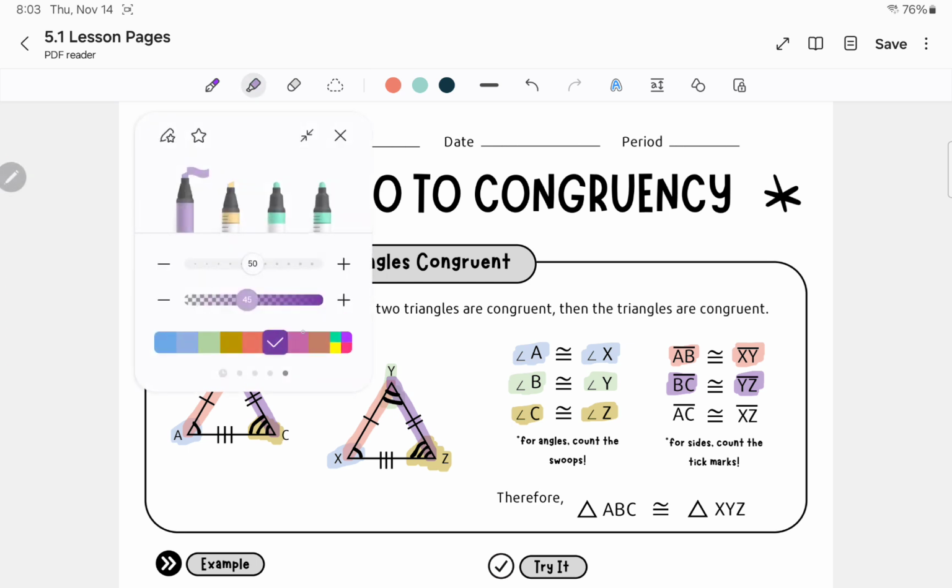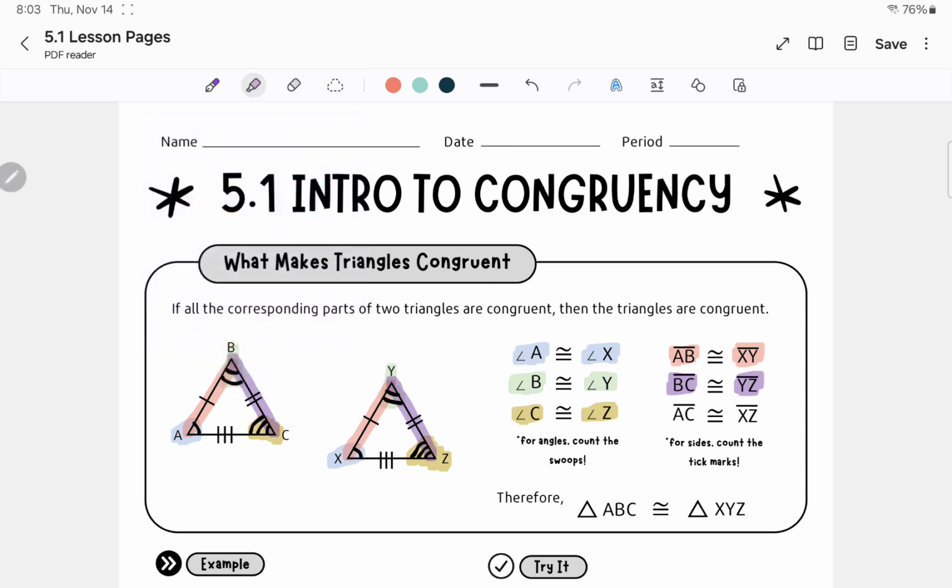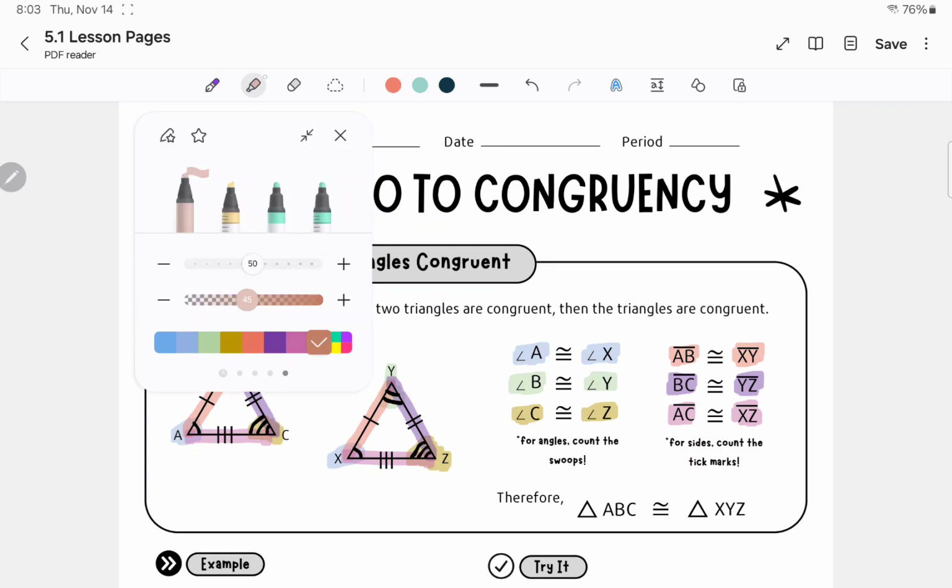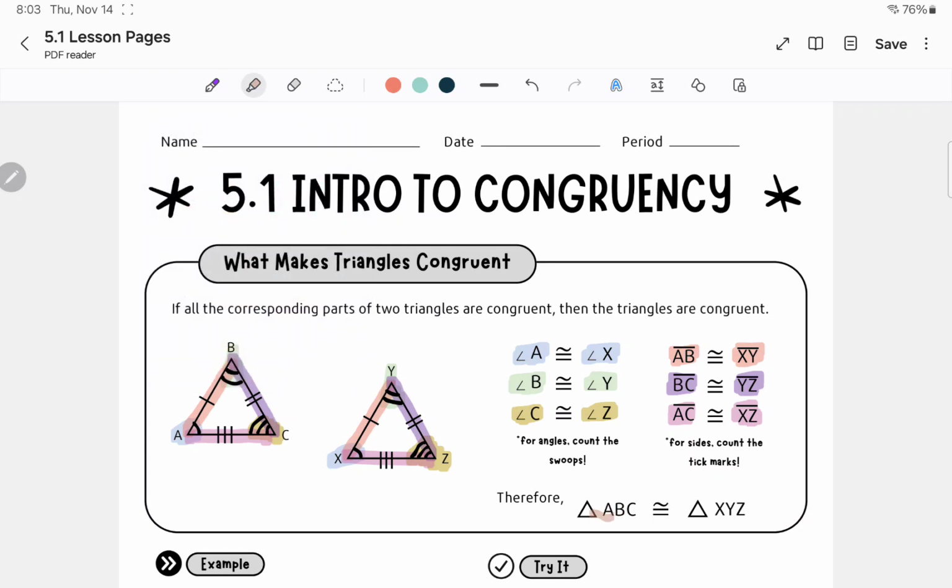And then the last side is AC. So AC has three tick marks. XZ has three tick marks. So they are congruent to each other. They both have three. So for the sides of the two triangles, we're going to count the number of tick marks. That shows us whether it's congruent or not. So if all three angles and all three sides are congruent, then we can form this congruency statement, which is right here, saying that triangle ABC is congruent to triangle XYZ.